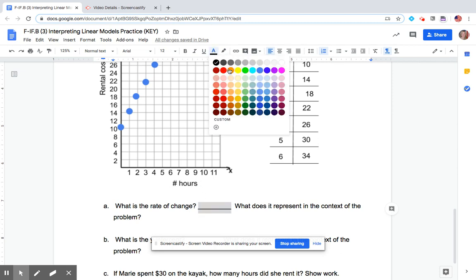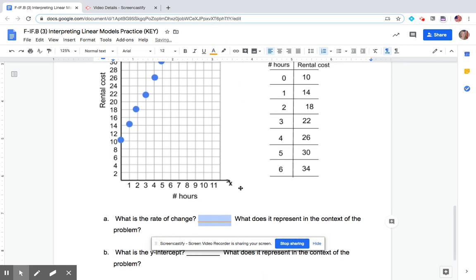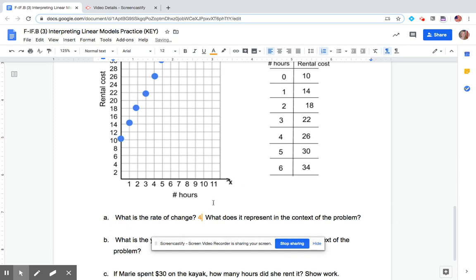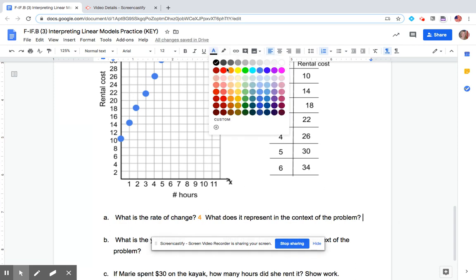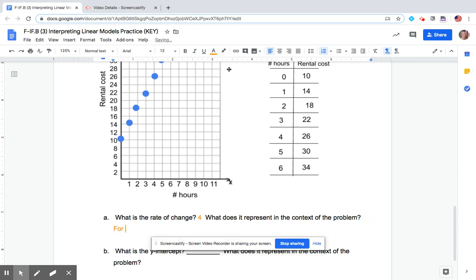and what does the rate of change mean in the context of the problem? Okay, the rate of change. We said the rate of change is 4, and the 4 represents, for each additional hour to rent the canoe or the kayak, it costs $4 more.